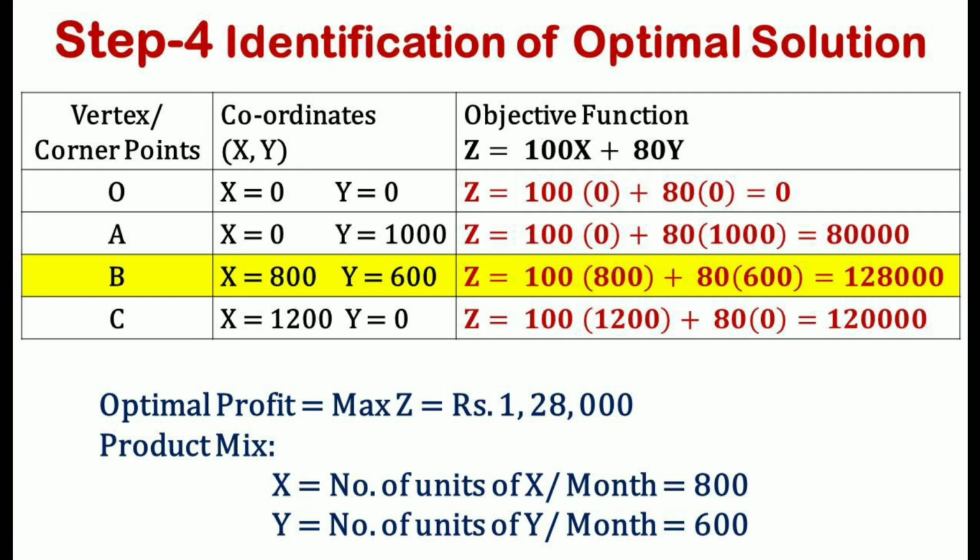In order to get the maximum profit, the company should produce 800 units of product X and 600 units of product Y per month. So this is the solution to the given linear programming problem. See, the graphical method is one of the easiest ways to solve a small linear programming problem. But this is useful only when the decision variables are not more than 2.